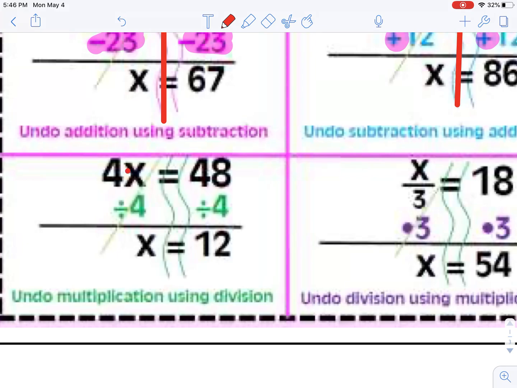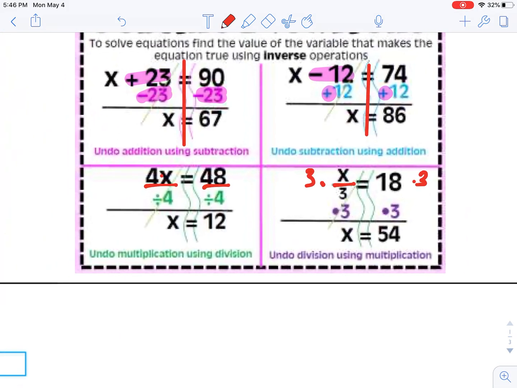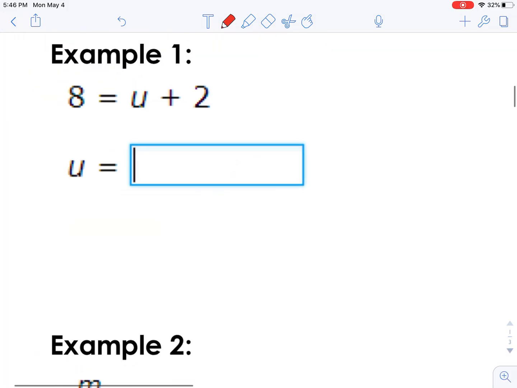Right now they're joined by multiplication, so we show it as dividing by 4. And here, to get rid of a division, we're going to multiply both sides by 3. So I have some examples to help us out.